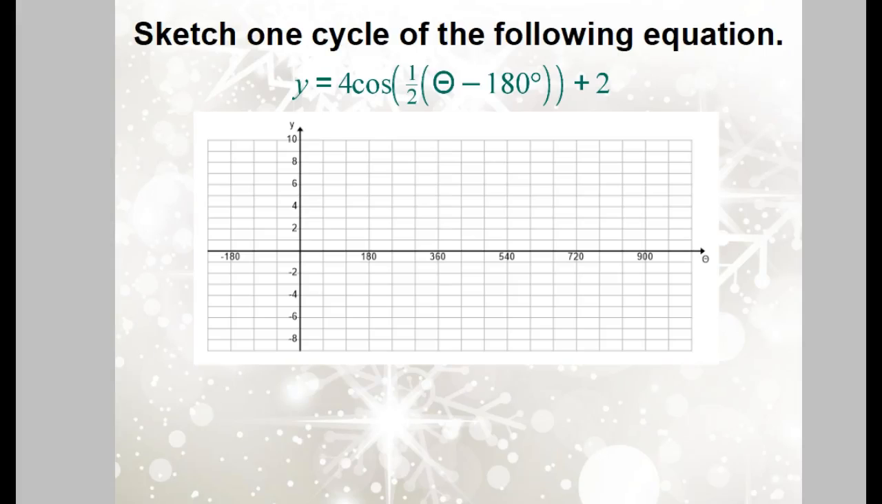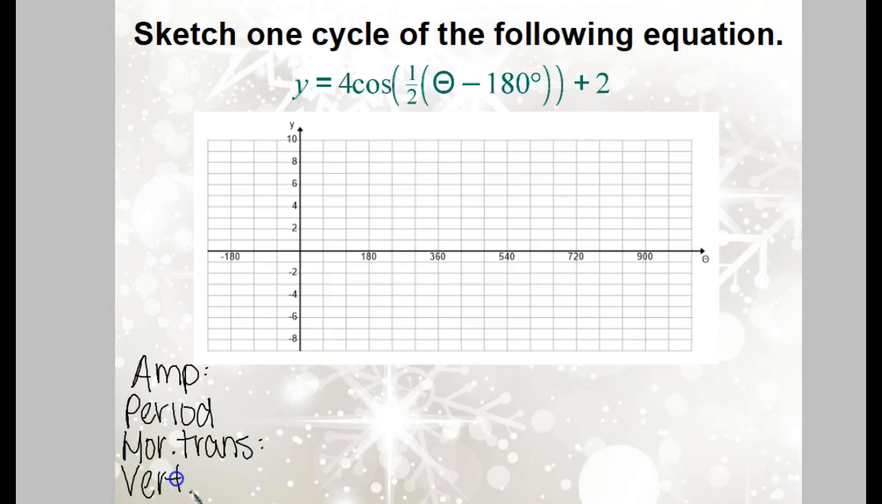In this problem, we're asked to sketch one cycle of the transformed cosine function. So I know that I'm going to need some key features of this graph before I can start my sketch, and so I'm going to find the amplitude, I'm going to find the period, I'm going to find the horizontal translation. This may also be called the phase displacement. And then I'm going to look for the vertical translation, which will basically give us our sinusoidal axis.